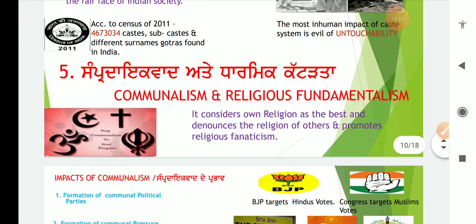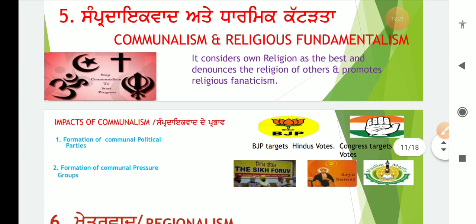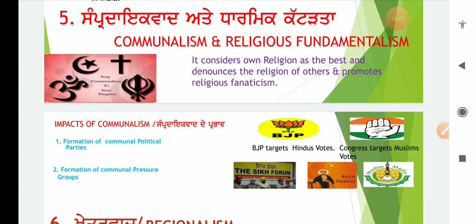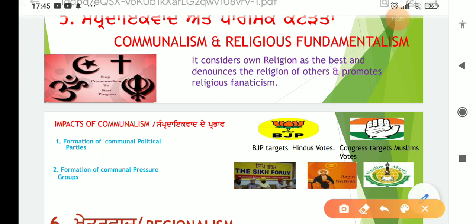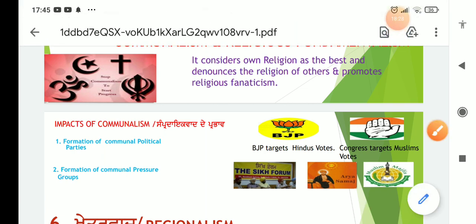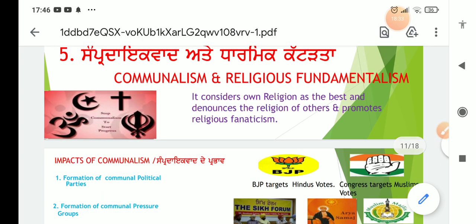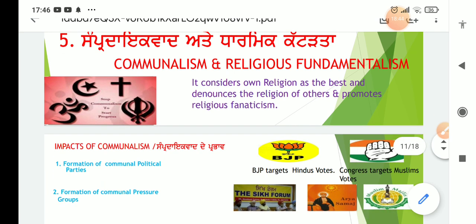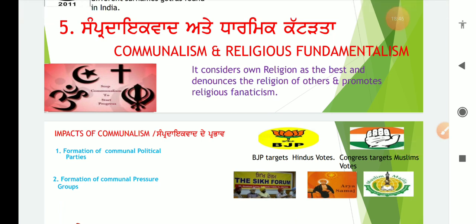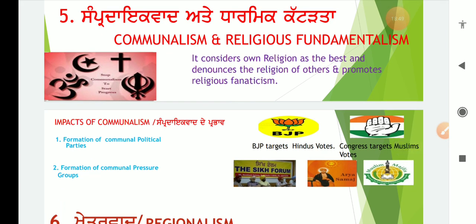Then we have next, communalism and religious fundamentalism. Communalism and religious fundamentalism are considered one of the blots on the face of democracy in India. Basically, every religion says it is the best and denounces other religions, right? And promotes religious fanaticism. And we see that its impact is quite adverse on Indian democracy.